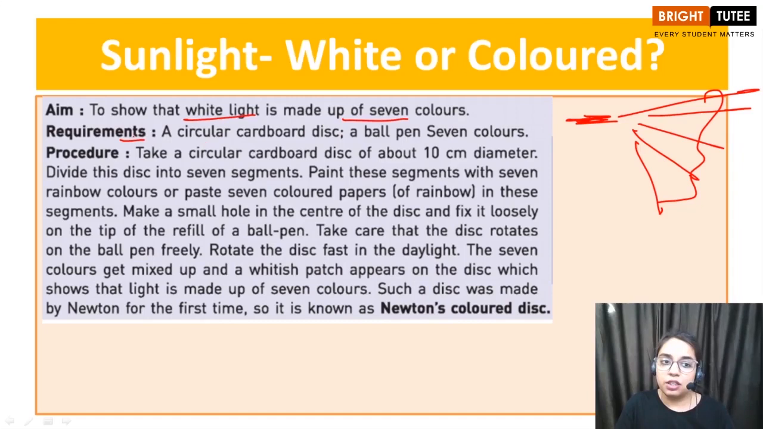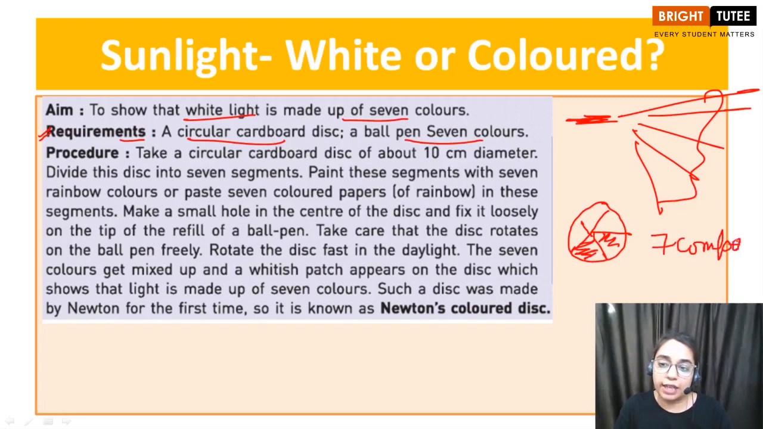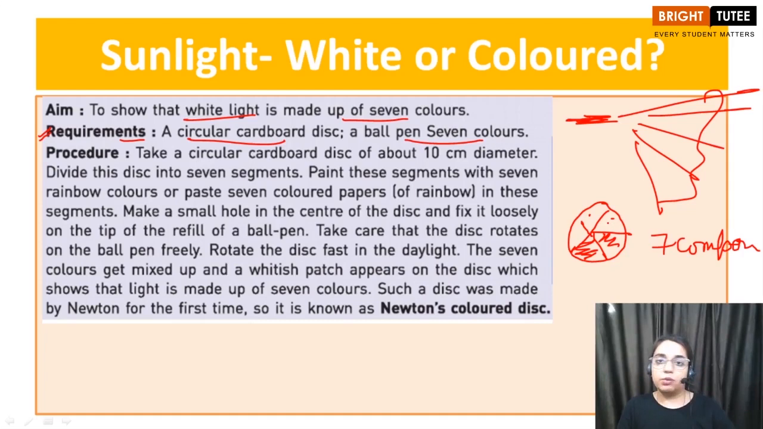Procedure, next you will have to write about the materials required. You will be requiring a circular cardboard and a ball pen of 7 colors. Okay, now you are going to make 7 segments over here, and you will color each segment with the colors of the rainbow, which are the 7 components of white light. Okay, you will color each segment as violet, red, indigo, and so on, all the 7 colors of the rainbow.